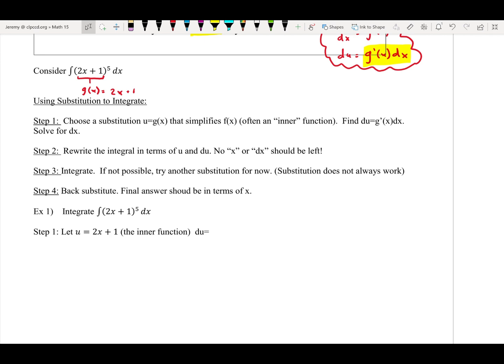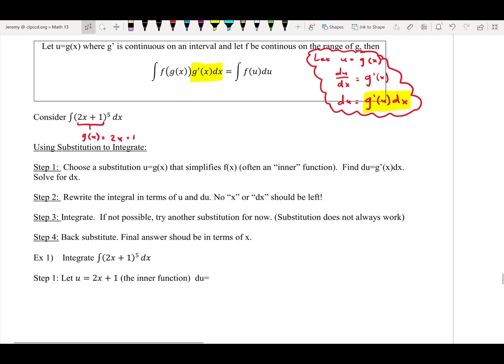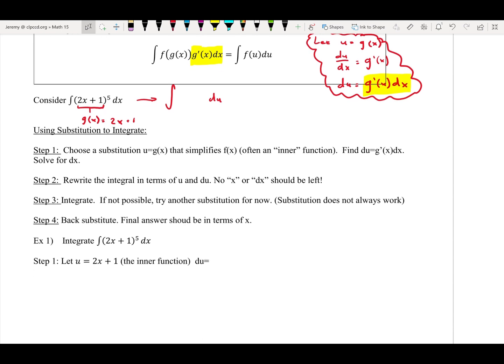First, we have to choose a substitution. Generally, we let u be the variable that replaces x, and we set u equal to g of x, where g is the inner function. Then we want to find du, because if we're going to go from integrating with respect to x to integrating with respect to u, we're going to end up with a du on the end rather than a dx. Finding that du is part of this first step.